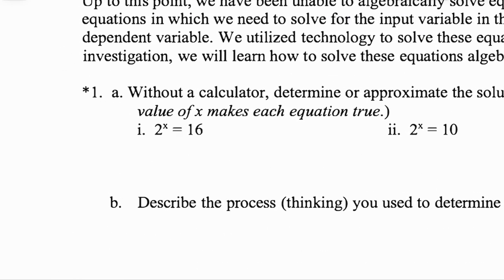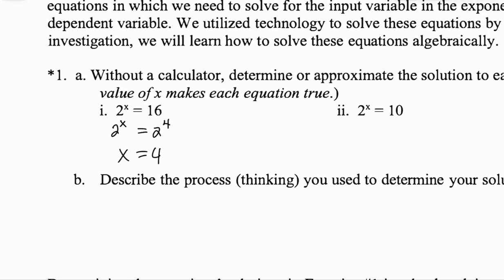It says, without a calculator, determine or approximate the solution to each equation. 16 is 2 to the 4th. So the power we would put on a 2 to get 16 is 4. So when your x is up in the power spot, to undo it, you want to think about what power could I use to get me that thing, okay?